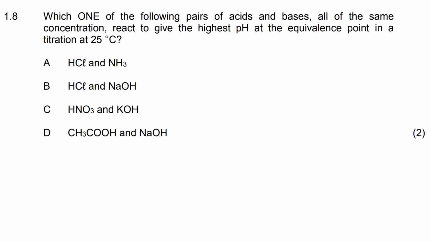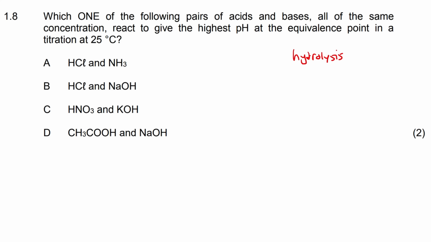Which one of the following pairs of acids and bases, all of the same concentration, will react to give the highest pH at the equivalence point in a titration? Okay, so this question is actually all about hydrolysis. So I'm not going to go into all the details. I have got videos on hydrolysis where I explain all the different scenarios.